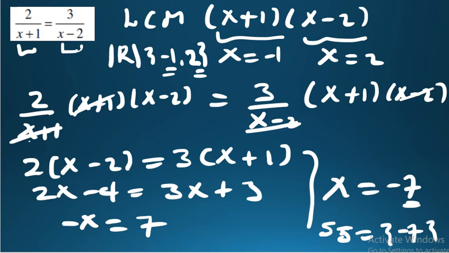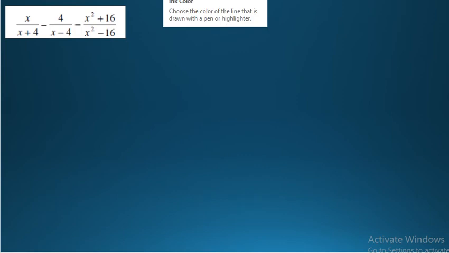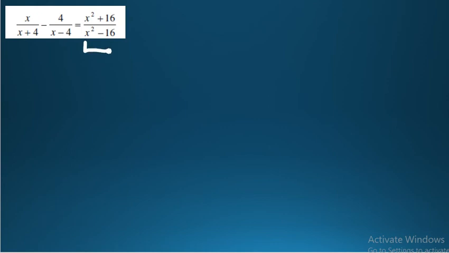Let us see some other examples. The second example here says x over x plus 4 minus x over x minus 4 is equal to x squared plus 16 over x squared minus 16. The only denominator which can be factorized is x squared minus 16 because both of these, x plus 4 and x minus 4, are linear.